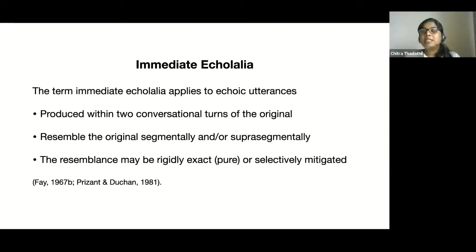Sometimes children don't have clear speech. Then they would probably only imitate suprasegmentals, or they could segmentally go with unclear speech production. That is also echolalia. Number three, the resemblance may be rigidly exact, pure, or selectively mitigated.